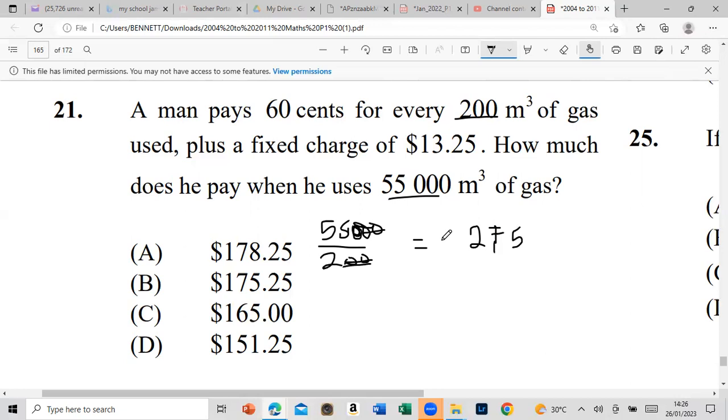Alright, but we are not finished. So the rate now is 60 cents for every 200. So basically 60 cents is the same thing as 0.6 dollars. So we can multiply this by 0.6. And then we put our decimal places. Even then, we're not going to be finished because we have to add the fixed charge. So the fixed charge is going to increase the price. But we talked about that already, right?